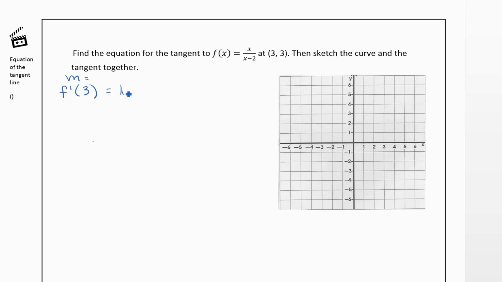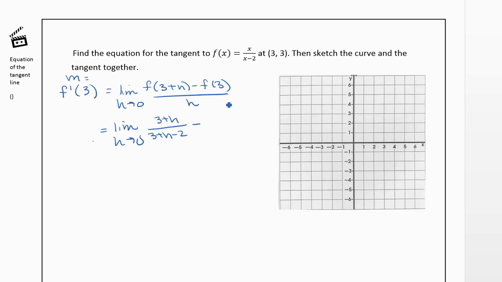Remember, this is equal to the limit as h goes to 0 of f of 3 plus h minus f of 3 all over h. So plugging that in, we want the limit as h goes to 0. We're going to plug in 3 plus h, so we'll have 3 plus h over 3 plus h minus 2, minus, when we plug in 3, we just get 3, all over h. Let's clean this up a little bit.